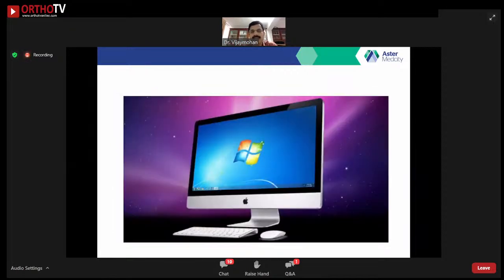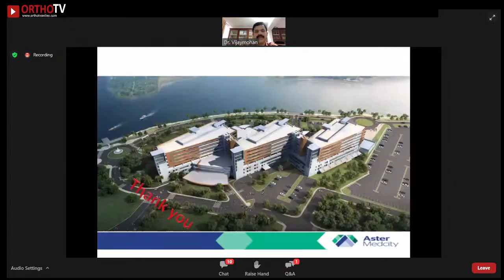And I started with the example of Apple and Windows, which were completely separated in the beginning, but now in Windows you can use Apple, and in Apple you can load Windows also. The same thing in TKR also, you have to learn from both and get the positives from both, and use it very cautiously and use your common sense to reproduce a better alignment in TKR. Thank you.